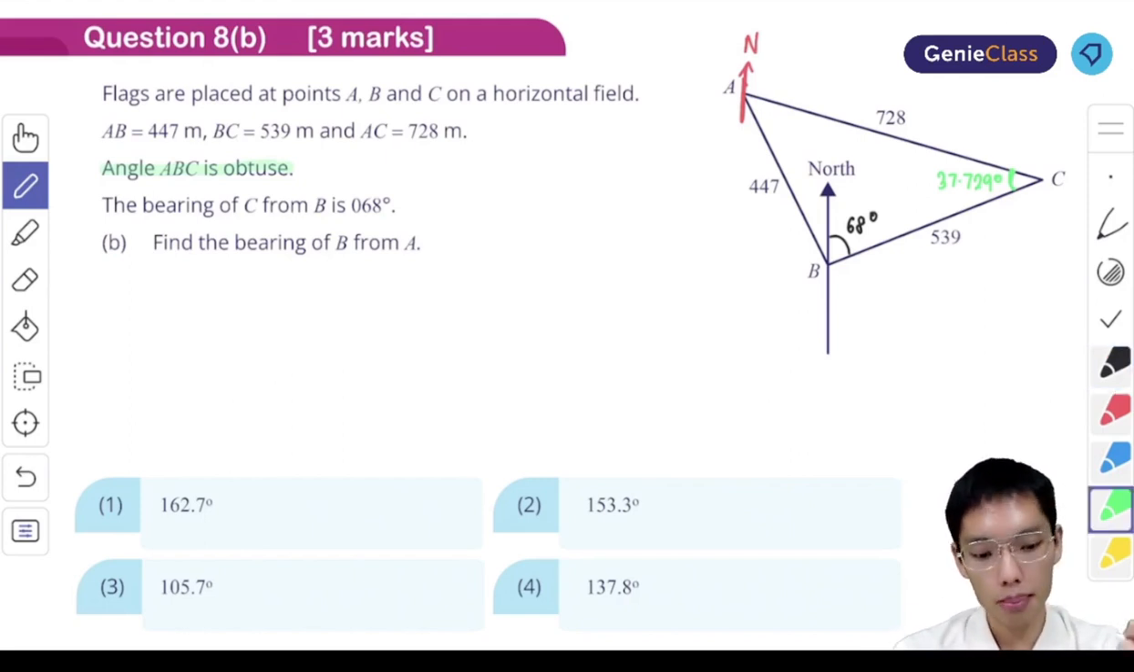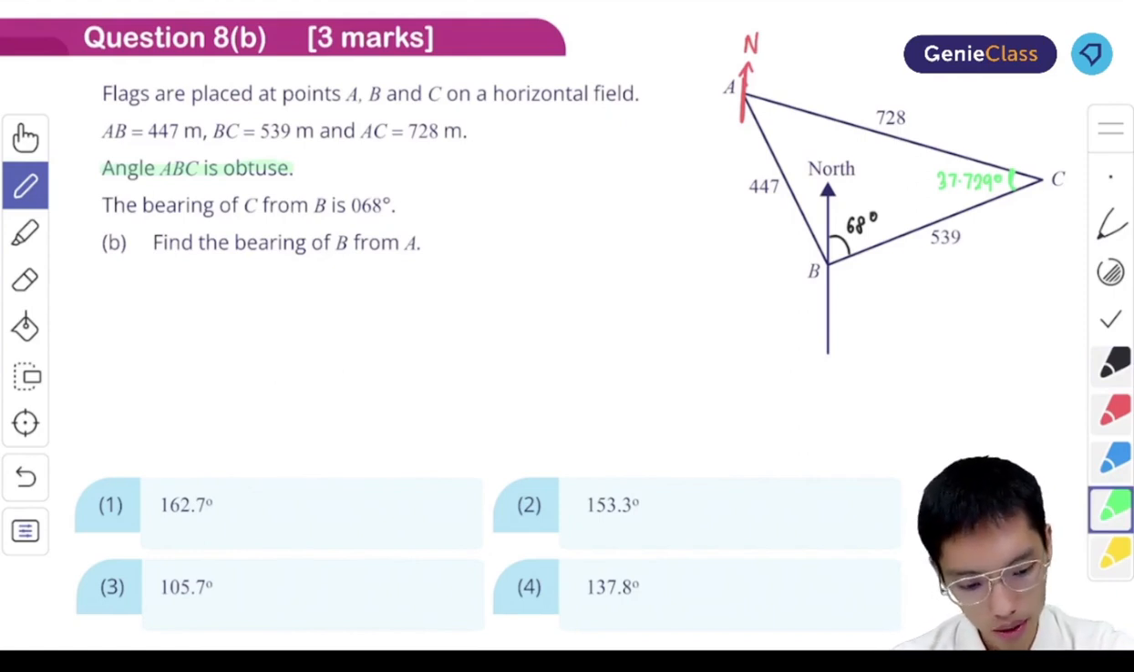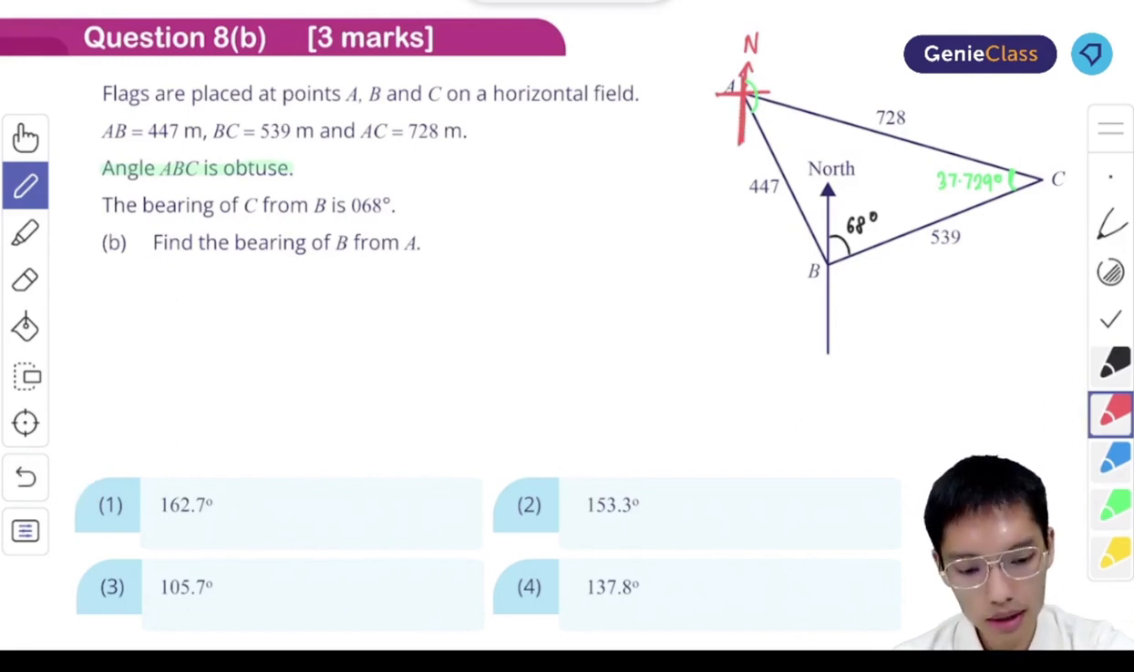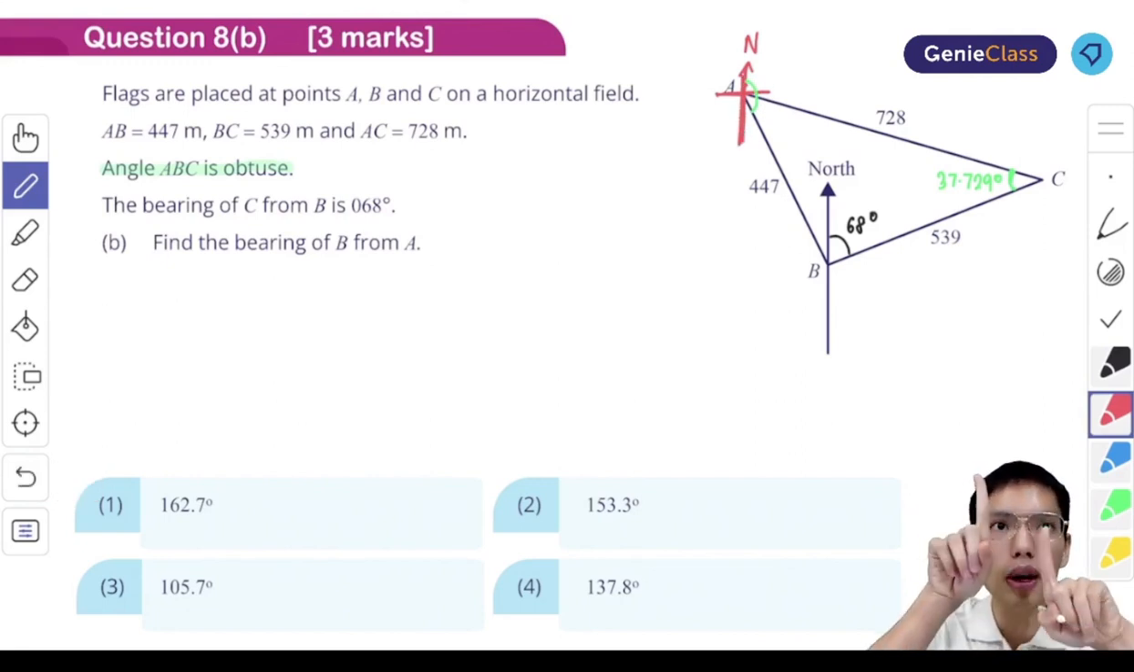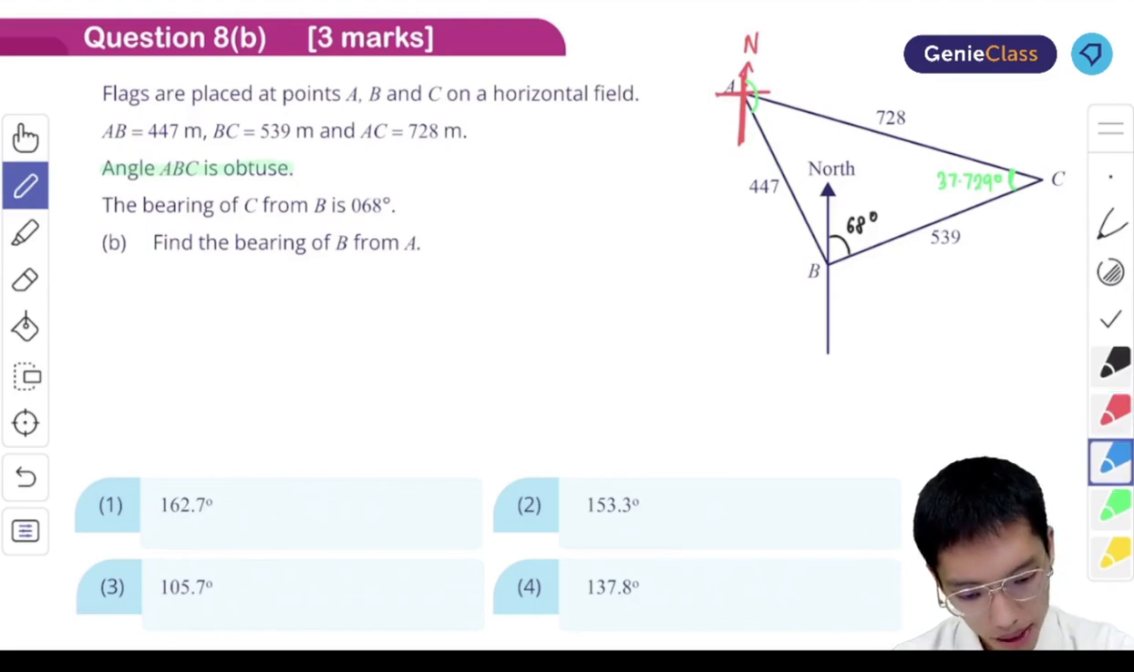Now we try to backtrack. B from A. Okay, so A we know is over here. Bearing of B from A. So it just means from A to B. So we have to find this angle, but how do we find? Let's backtrack a little bit. You realize my two north lines, because they are both pointing north, so they have to be parallel, right? So this is parallel to this one.